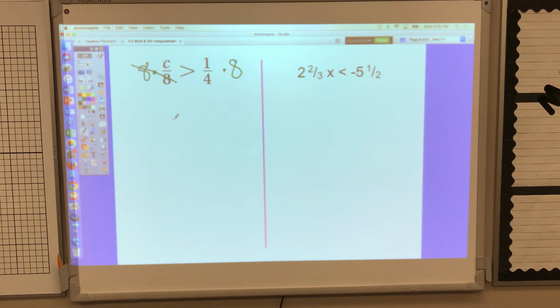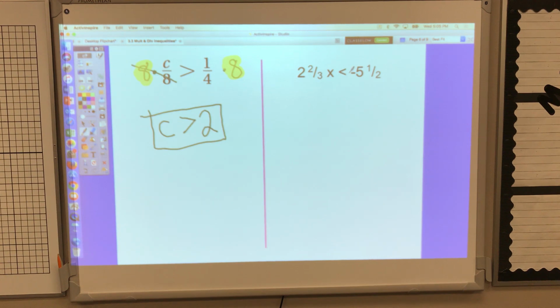Okay, the 8's cancel. This time my change on both sides, this 8 right here is positive, so my sign is going to stay the same. So c was greater than, it remains greater than, and 1/4 times 8 is 2. So c is greater than 2. Okay? Alright.